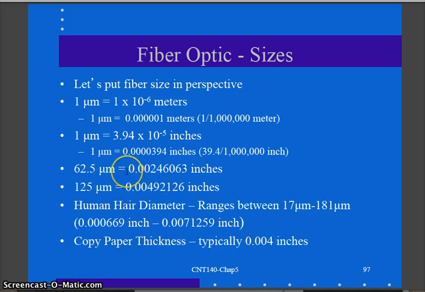So the outer diameter of my fiber optic, the cladding, being 125 microns, is about the thickness of a piece of copy paper, or a little bit thinner than a human hair in many cases. So we're talking about very small stuff. The cladding is about the thickness of a piece of paper, and the core is even smaller inside of that. So very small stuff. Again, just trying to put it in perspective for you. We'll come back on the next one.